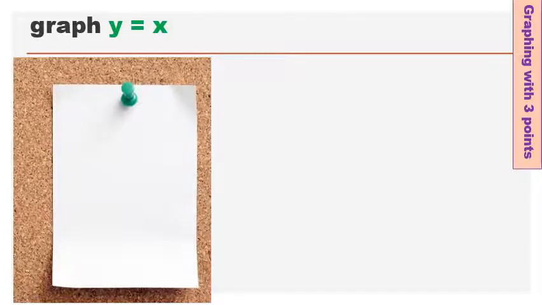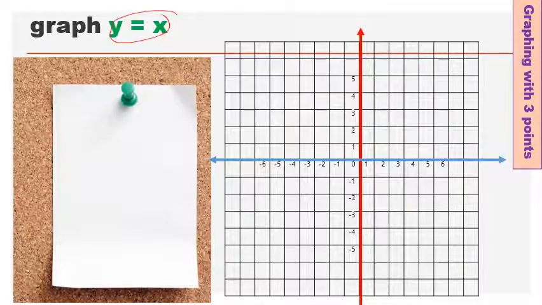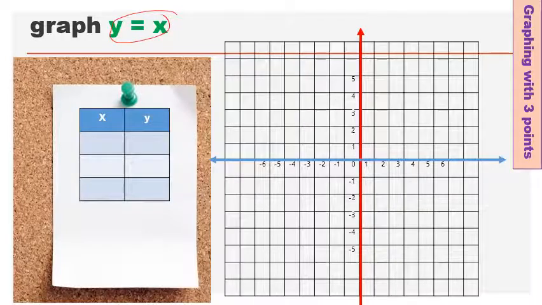This is our first function. It says graph y equal x. So what are we going to do first? We're going to draw our plane, and we are going to draw a table for x and y. We're going to assume any numbers for x, and we get the corresponding y for it. So say I will assume that x is 0. So what do I get?